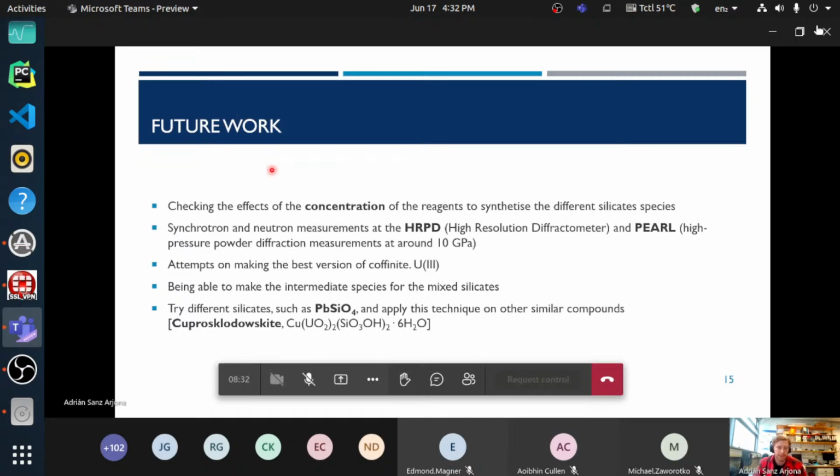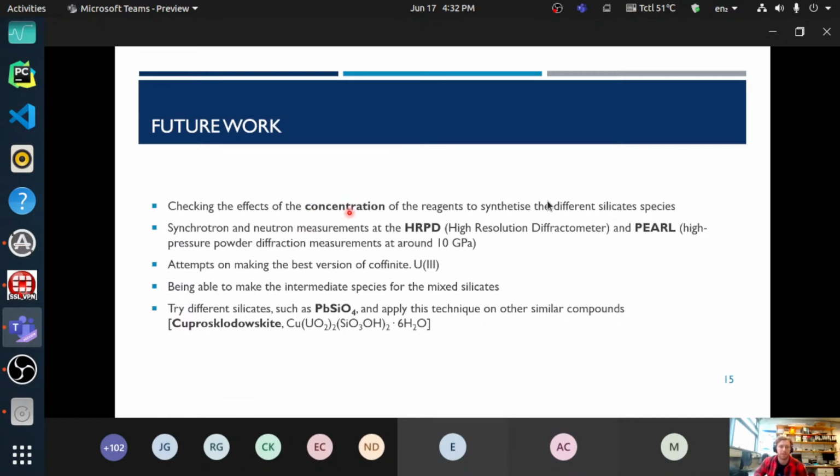So as the future work, currently we are changing the concentration to see what is the optimal concentration for the synthesis. We are sending these thorite pure samples to the synchrotron network measurements in the UK at the moment, so they can test it at really high pressures. And we will try to make the coffinite using a different uranium source, in this case uranium-3, although it's really difficult to obtain it stable, so it's been quite challenging now.